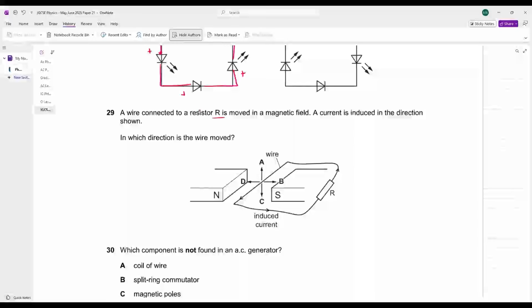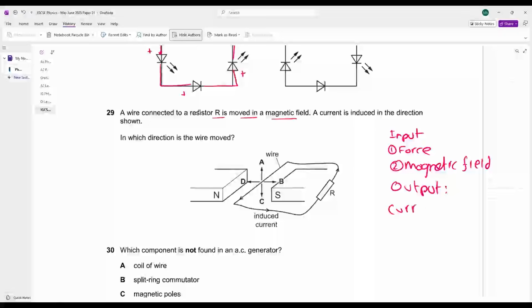A wire connected to a resistor is moved in a magnetic field. Okay, we are moving the wire in a magnetic field. What are we providing? What are our inputs? Force and magnetic field. What will be your output, beta? What will the output be, kids? Output is your current. Okay, whenever this is the scenario, a current is induced. It is written here also. In which direction is the wire moved?